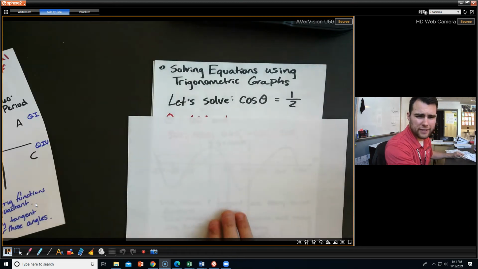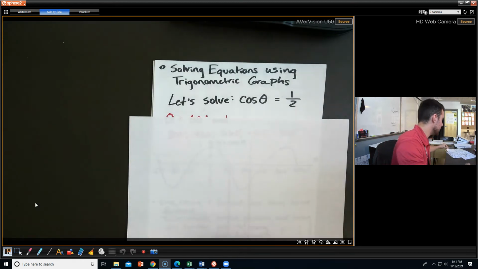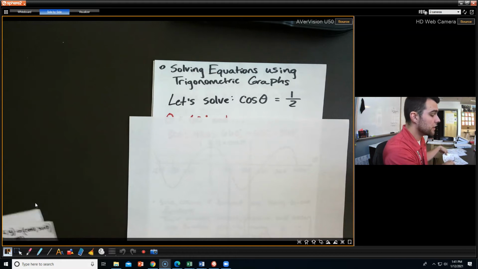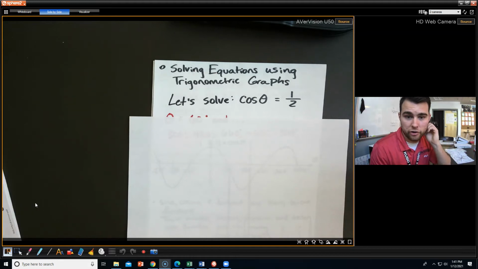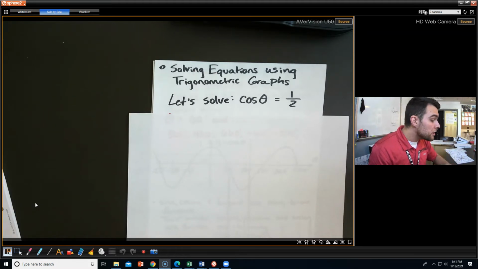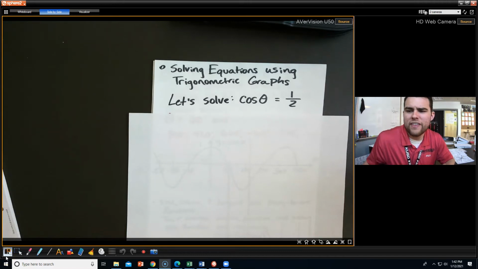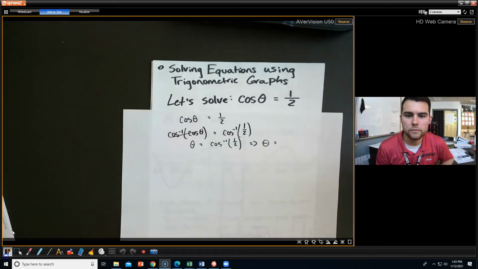Now, kind of the meat of today's lesson, what I really want to get at is actually solving equations using these trig graphs. So I want us to solve cosine theta equals 1/2. So go ahead, pause the video, and figure out what theta has to be in order for cosine theta to equal 1/2. Go for it.